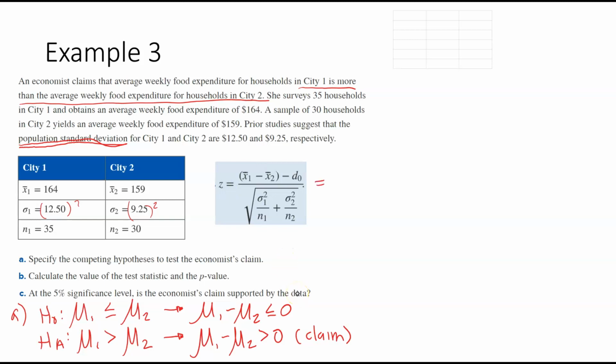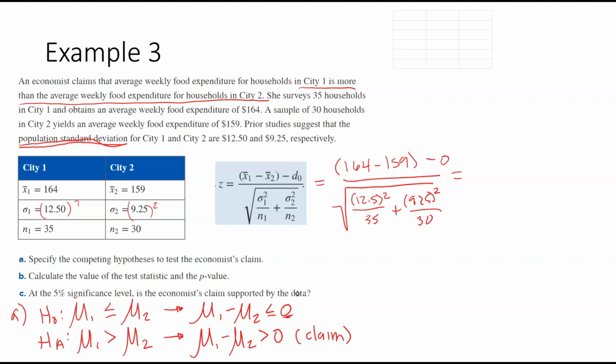So our test statistic is going to be equal to x1 minus x2 minus the difference value here, which is 0, all over the square root of, the variance here would be 12.5 squared over 35 plus 9.25 squared over 30. So go ahead and type this in your calculator, press pause so you can do the problem with me. But I do the top and then I do the bottom, and I get 1.85 is our test statistic. So that's B wants our test statistic. So this is our test Z.